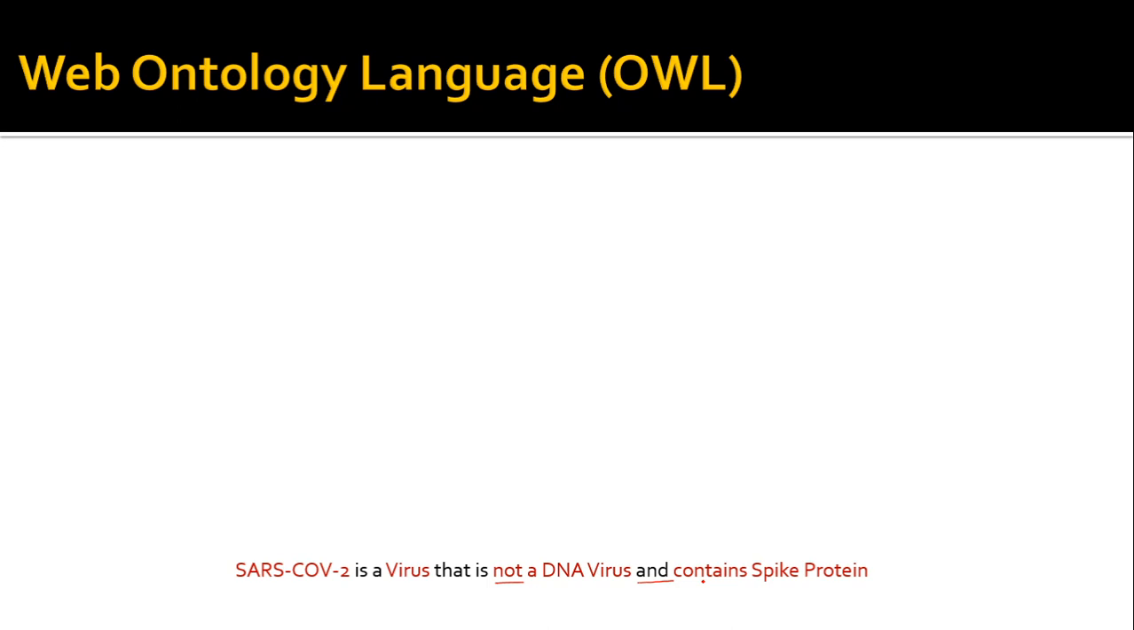Now let us see how we can represent this statement using the Web Ontology Language. We do not know the exact constructs yet, but the names of the constructs are so intuitive that you will get to know what we are up to. SARS-CoV-2 is a class, right? This is a concept, and every concept can be represented as a class. It is a subclass of something. It is a subclass of a virus, right? That is what we can write.